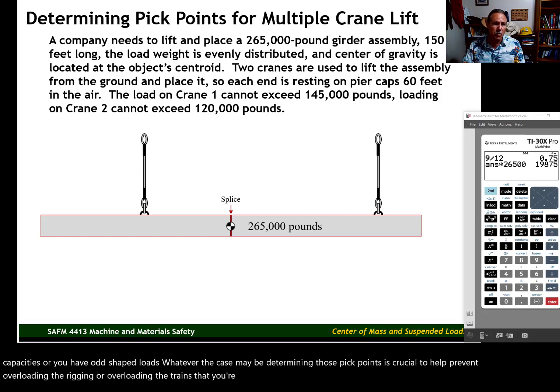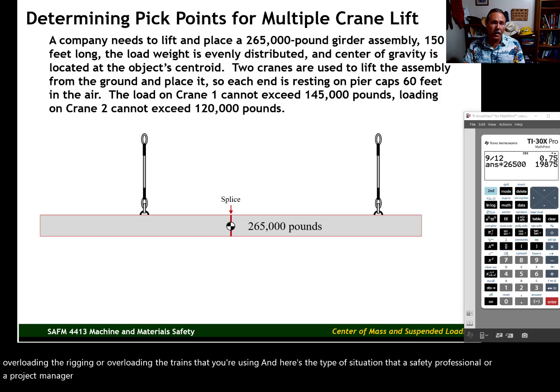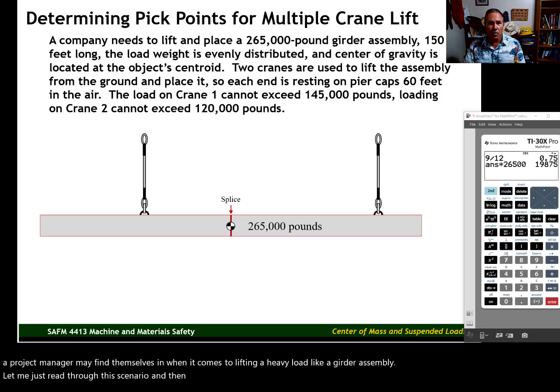And here's a type of situation that a safety professional or a project manager may find themselves in when it comes to lifting a heavy load like a girder assembly. Let me just read through this scenario, and then over the next several slides, we'll talk about how we determine the pick points.